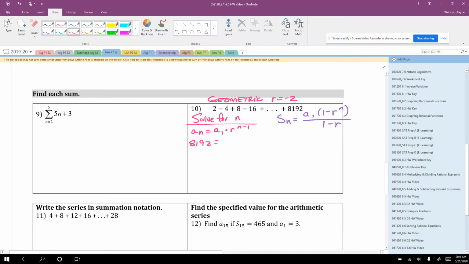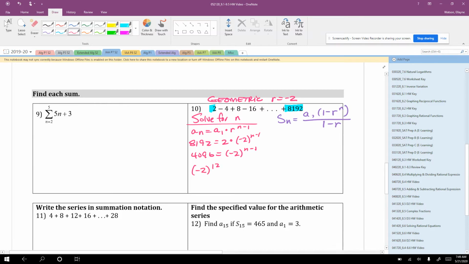8192 is equal to a sub 1, which is 2, so I'm using these two numbers, times r, which is -2, to the n minus 1. Divide both sides by 2, you get 4096 is equal to -2 to the n minus 1. 4096 is the same as -2 to the 12th. That is a little guess and check.